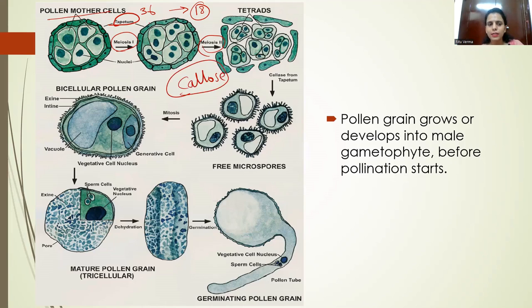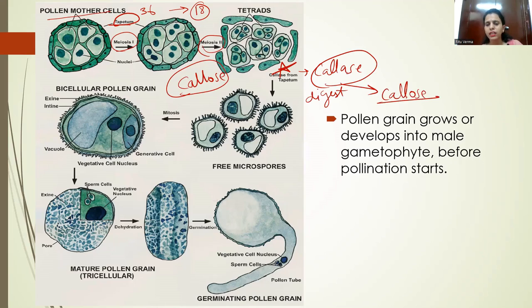Now, very important point, note here: the cells of the tapetum secrete an enzyme called callase. This callase will digest the polysaccharide called callose, okay? Once this callase completely digests the callose, all these microspores or pollen grains are completely free from each other, okay? Now they stay as individual structures inside the microsporangia, okay?